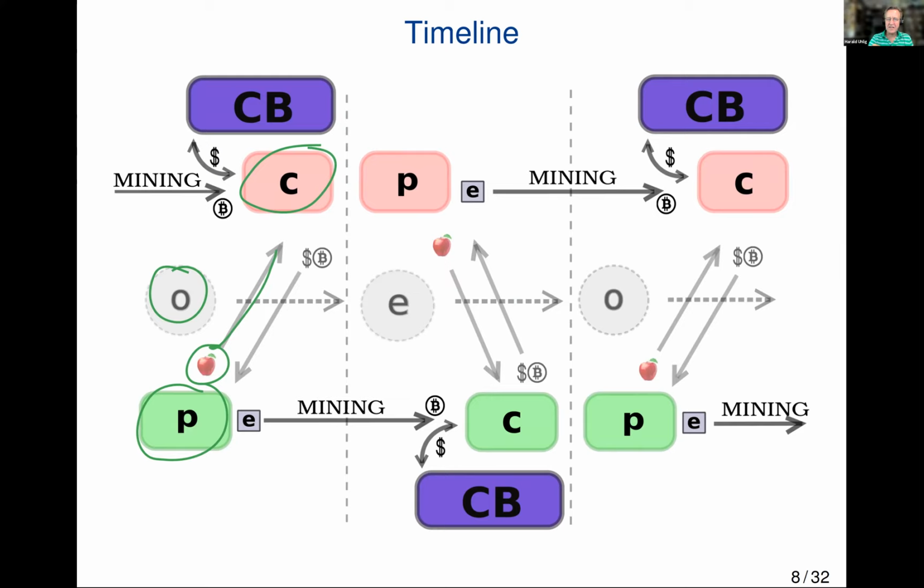Where does the red agent have the money from? Well, from previous selling of stuff, right? So you're seeing that you're getting some dollars. The green agent here is getting dollars in Bitcoin, maybe from the red agents. I mean, you have to talk about the price.